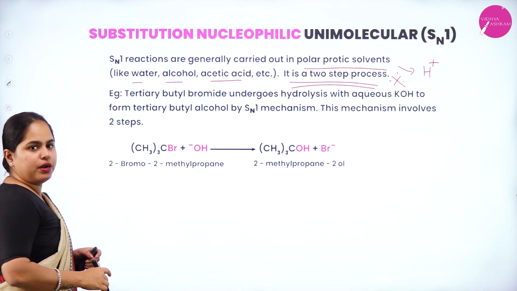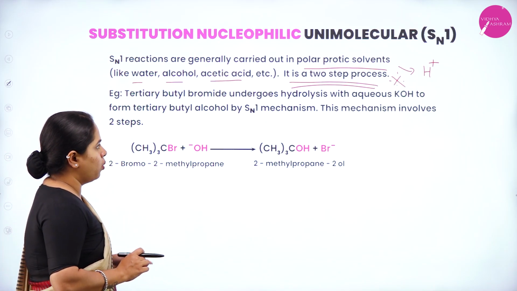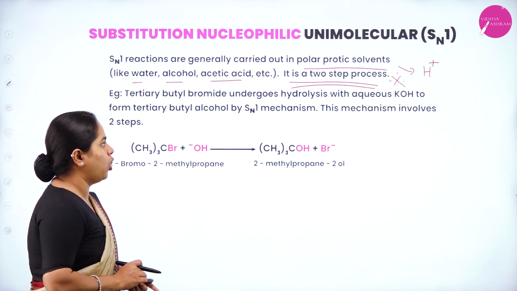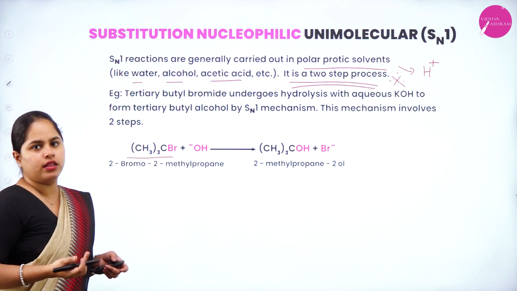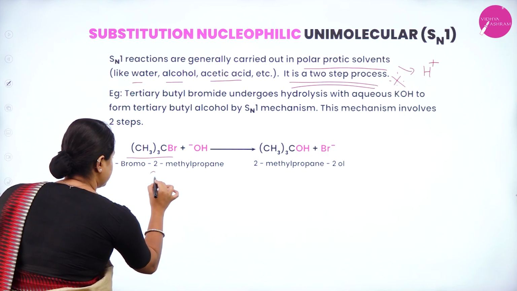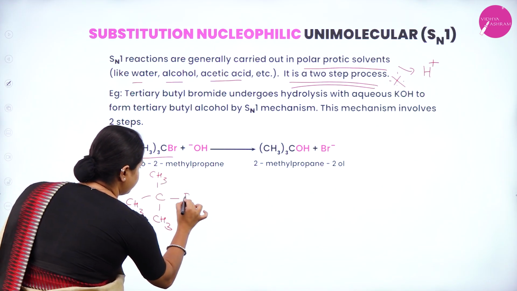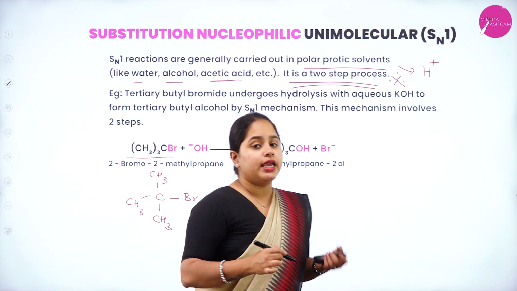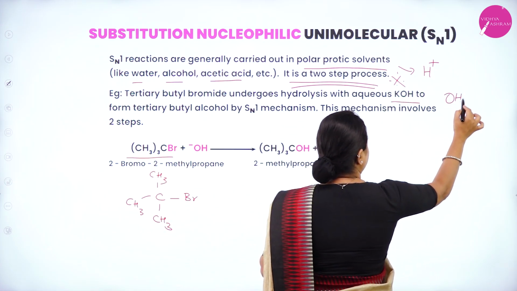Example we are going to take here, and let us understand the reaction that is taking place. Tertiary butyl bromide undergoes hydrolysis with aqueous KOH to form tertiary butyl alcohol by SN1 mechanism. You can see here this is 2-bromo-2-methylpropane, that is the IUPAC name. You can also call it tertiary butyl bromide. This is how it is, CH3, another CH3, another CH3, and you have Br, which is your halogen. We are undergoing its hydrolysis in the presence of aqueous KOH. Aqueous KOH we are using means the nucleophile will be OH minus.